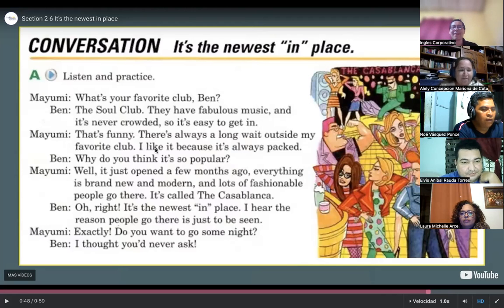Okay. Good. Very nice. I like the intonation. Very good. That's the idea of the newest in place. If you notice, we don't always have to use because, but it's normal to use it when we explain. I like it because... Or, for example, oh, it's brand new, it's fashionable. It has... It's not always necessary to use because, but it is always necessary to explain with a reason.